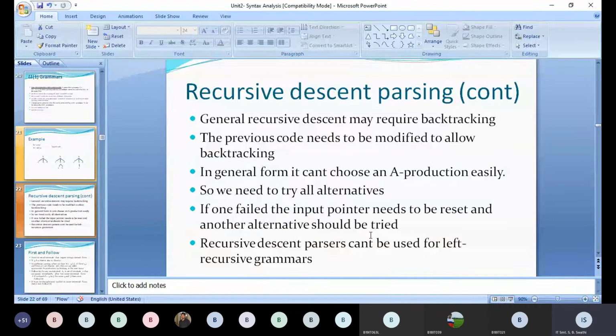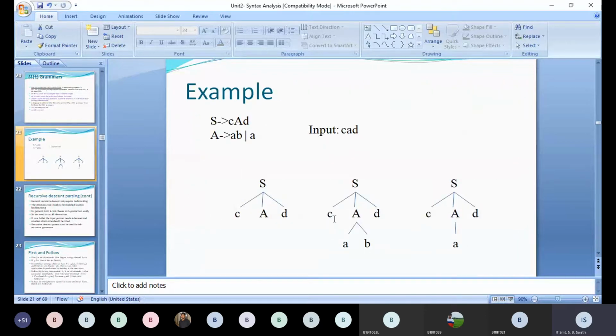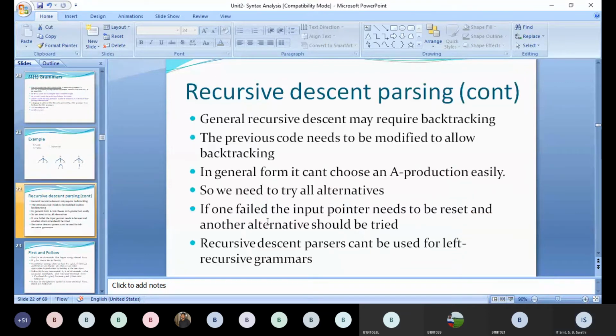So that is what is given here, and we are always going to check whether the given input string is proper or not using pointers. Each one of these will be read one by one: C, A, B, D. Each one of them will be read one by one using pointers. If one of the input pointers needs to be reset, then the next alternative production rule will be followed.